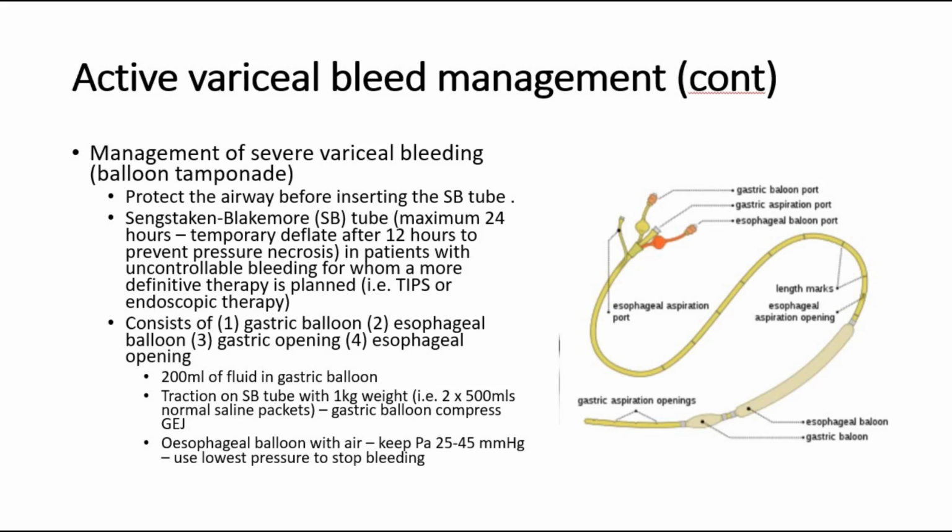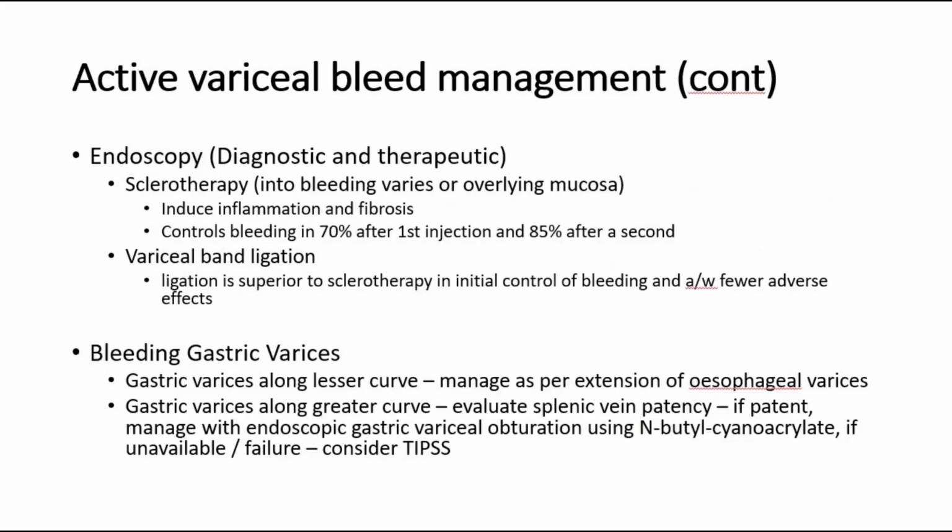Other than that, endoscopy is a diagnostic and therapeutic method. Sclerotherapy can be done into bleeding varices or overlying mucosa, to induce inflammation and fibrosis. It controls bleeding in 70% after the first injection and 85% after a second. Variceal band ligation: ligation is superior to sclerotherapy in initial control of bleeding and has fewer adverse effects.